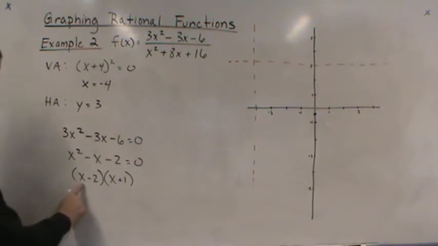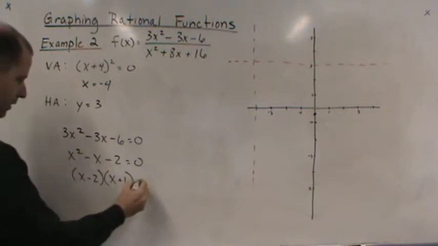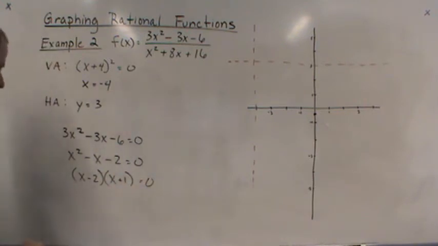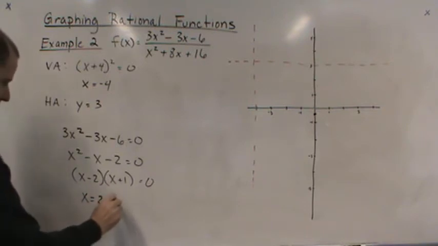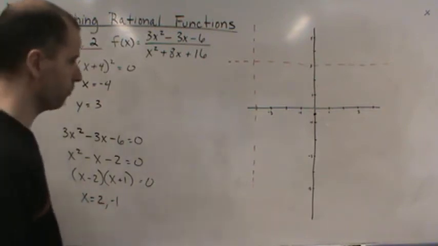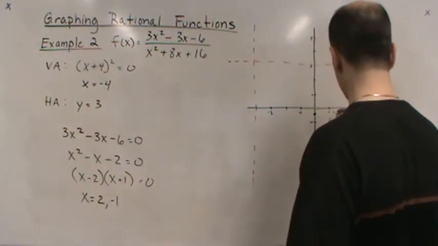Does that work? X squared, and then we get x, and we get 2x, which gives us minus x, and then we get minus 2. So yes. And so this tells us we have two x-intercepts. We have an x-intercept at 2, and we have an x-intercept at negative 1. Okay, so 2 and negative 1.